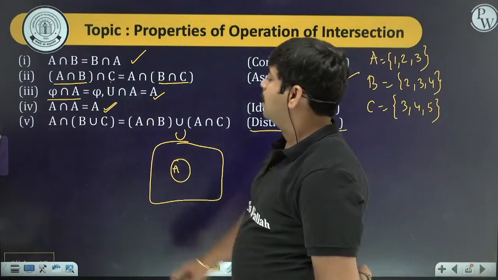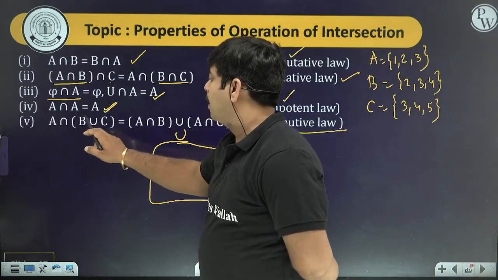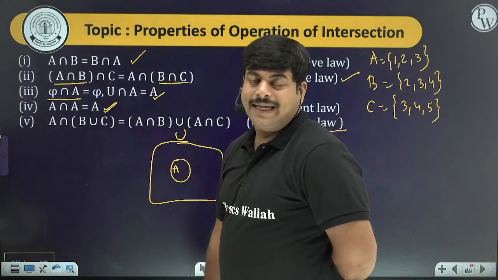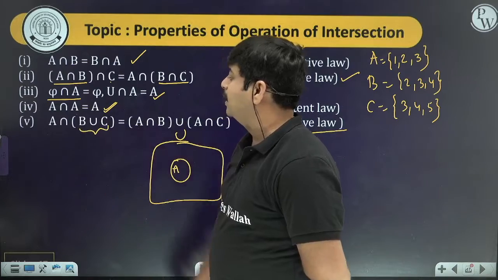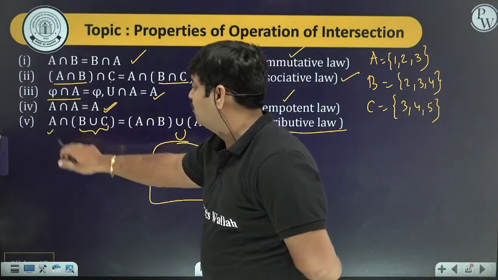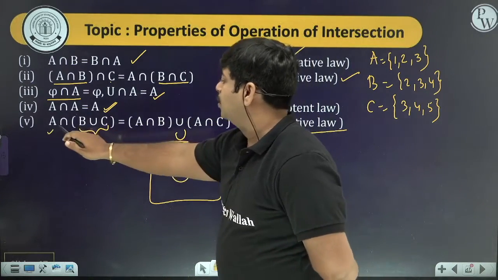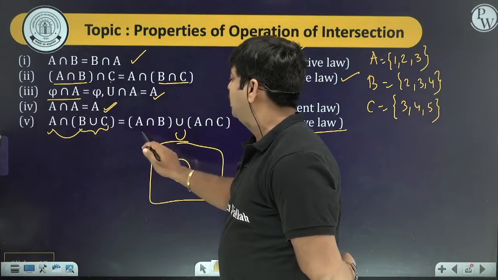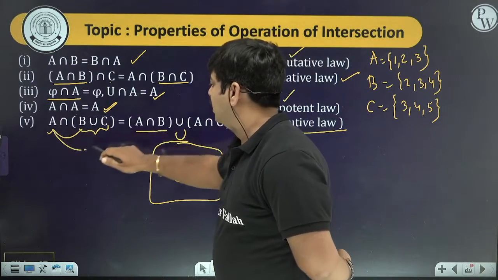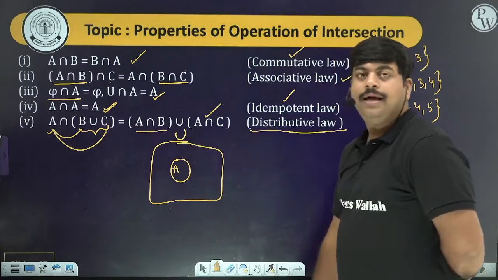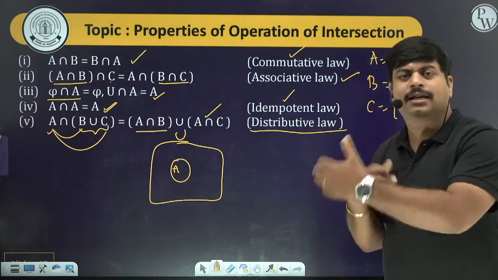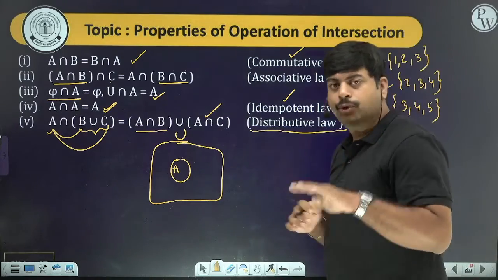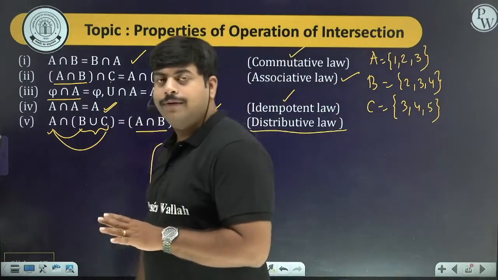You can see here A intersection B union C. That means we are trying to find the union of B and C and then the intersection with A. The same thing if you distribute, that means A intersection B union A intersection with C. Okay, this is called the distributive law. People, more of this we will again cover with more and more examples. Don't worry about that. Just try to remember it for now.